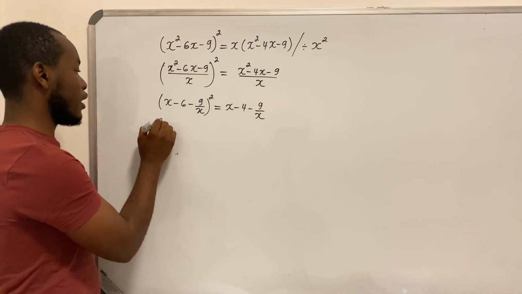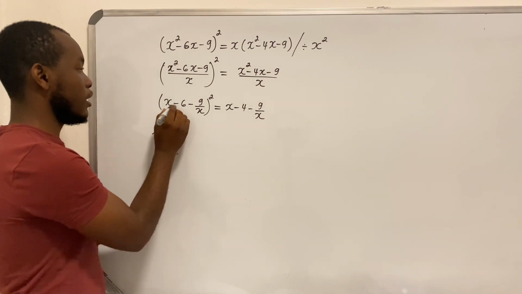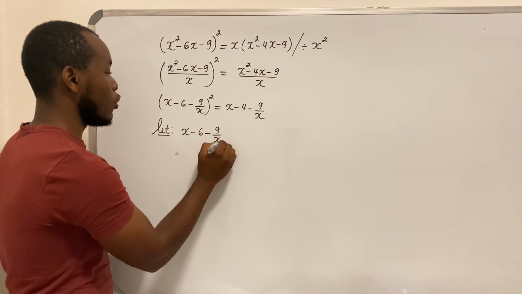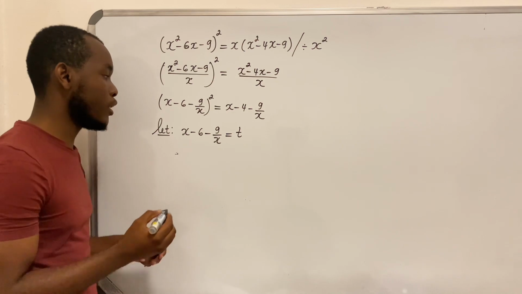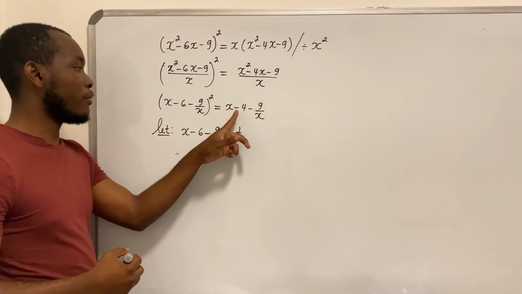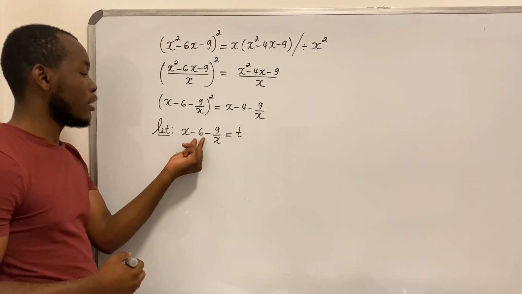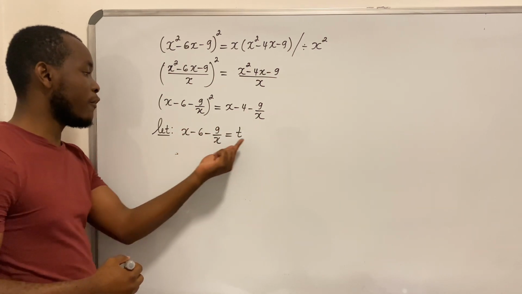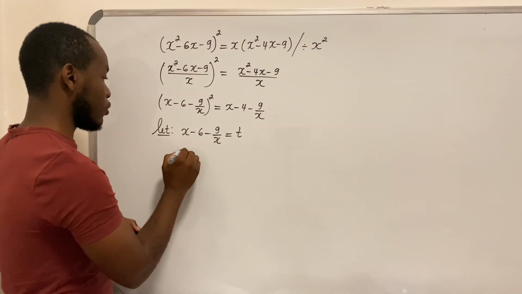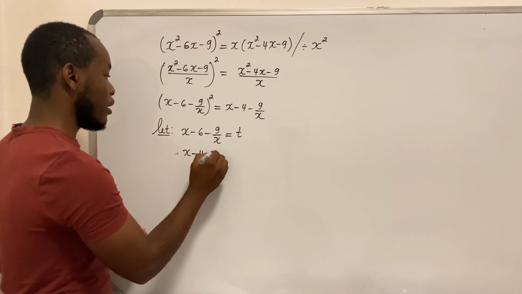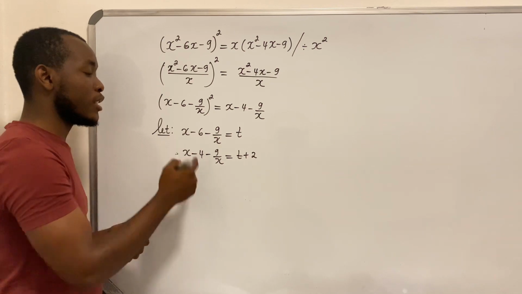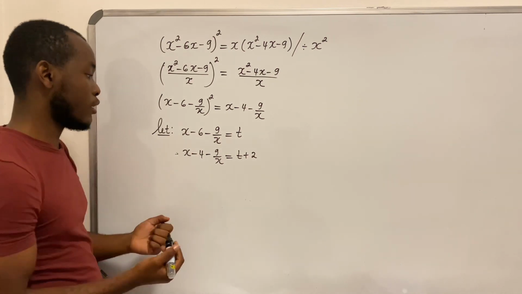So what we can do is let this expression, x minus 6 minus 9 over x, be equal to a new variable, t, for instance. But what about this side? We don't have this side, because here we have minus 4, here we have minus 6. But we can get this minus 4 if we add 2 to both sides. Because if we add 2 to both sides, we're going to have x minus 4 minus 9 over x equal to t plus 2, because minus 6 plus 2 is minus 4. So we can get this expression.